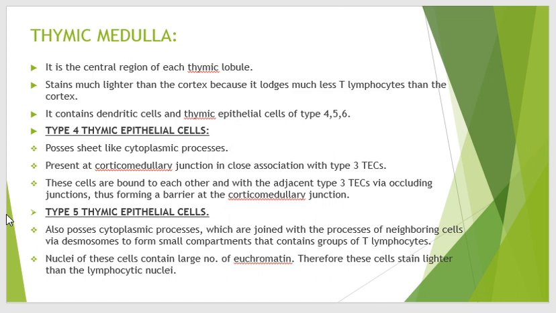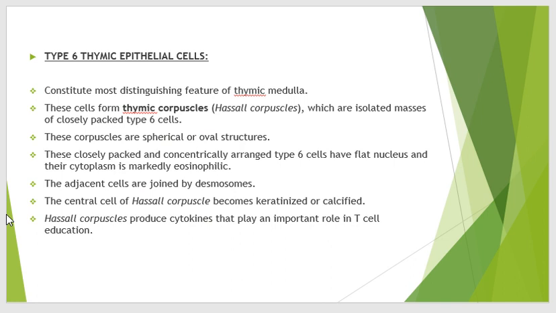Then type 5 thymic epithelial cells. These cells also possess cytoplasmic processes which are joined with the processes of the neighboring cells via desmosomes to form small compartments that contain groups of T lymphocytes. Nuclei of these thymic epithelial cells contain a large amount of euchromatin. Therefore, these cells stain lighter than the lymphocytic nuclei.